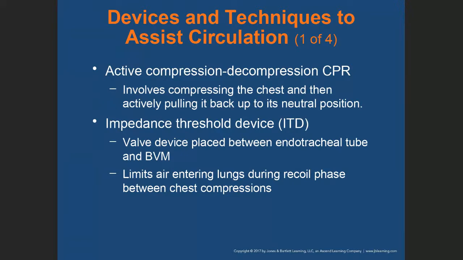Impedance threshold device. It's a valve device placed between the endotracheal tube and a BVM. Basically, it can give us a reading on how well the patient is being perfused. It limits air entering into the lungs during the recoil phase between the chest compressions. Again, not a device that you will see here in Jamaica. Not a device I have seen a lot in the first world system as well, but research is being done on these devices.